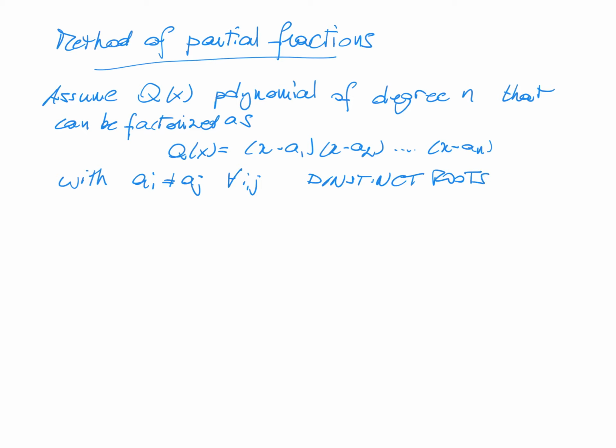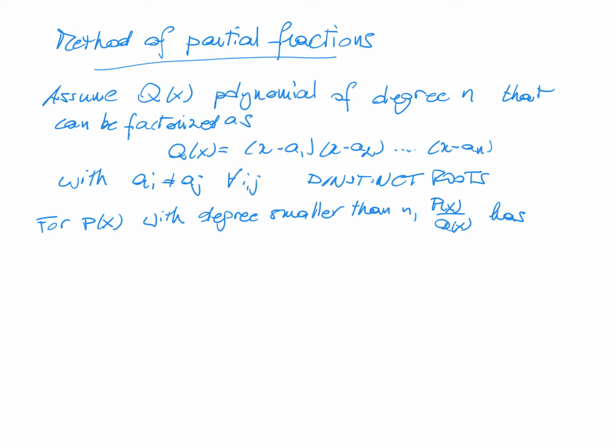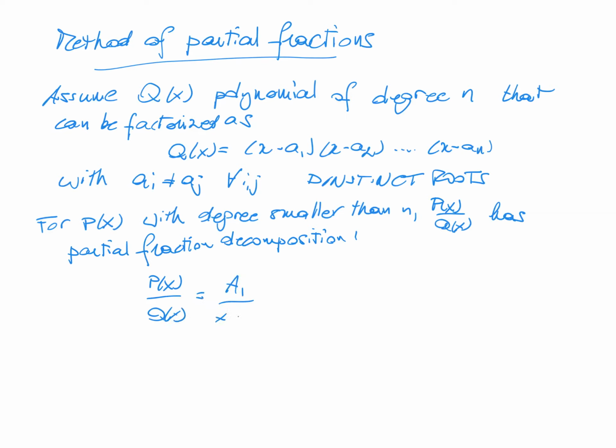If we then take another polynomial p of x, and this p of x has a degree which is strictly smaller than the degree of q of x, so strictly smaller than n, then the division p of x divided by q of x has a partial fraction decomposition, which is equal to: p of x over q of x is A1 over x minus a1 plus A2 over x minus a2, and so on up to An over x minus an.